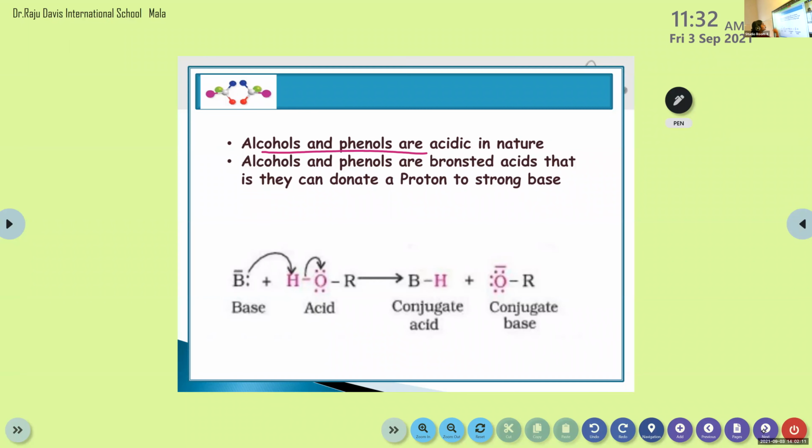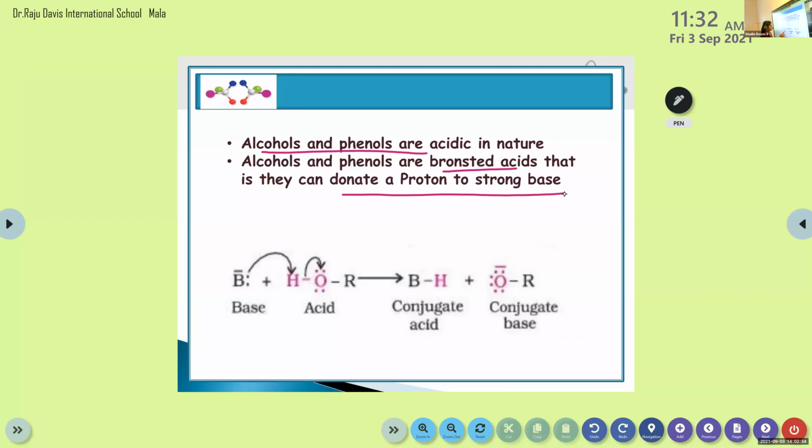These alcohols and phenols are known as Bronsted acids. Bronsted acids, that is, they can donate a proton to a strong base. If a substance is able to donate H plus ions, it is known as a Bronsted acid. So here alcohol and phenol are considered as Bronsted acids.